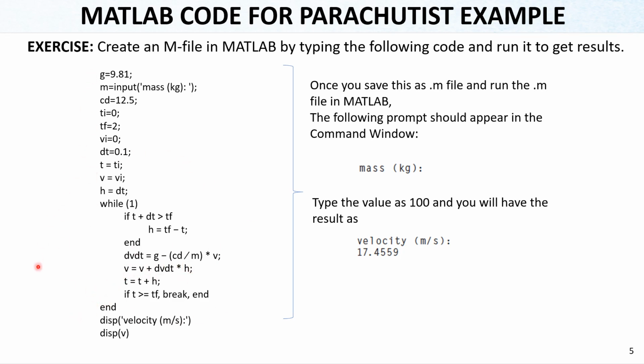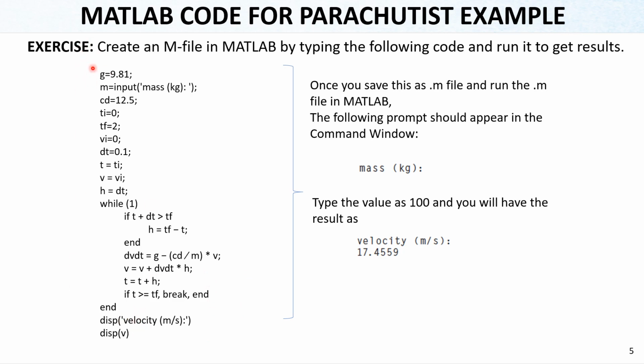This is not modular programming for now. This is just a straight, specific pseudocode programming for the Parachutist example. But later on we can modify this and make it a modular program, but that is not the current approach. We simply calculate the velocity by using this code.